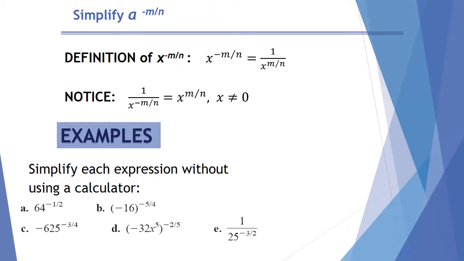Okay, pause the video, and I'd like you to figure out what the actual value of our last problem there is. 1 over 25 to the negative 3/2.